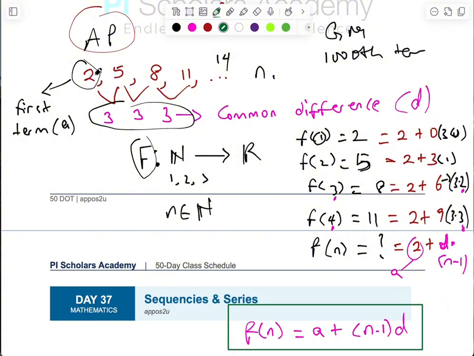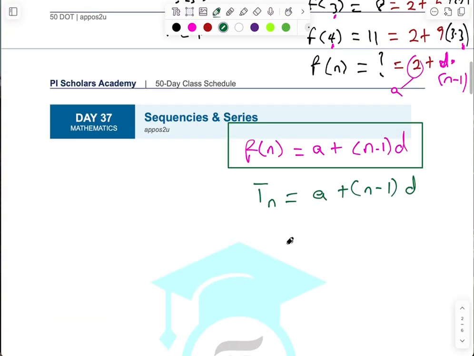So first term, second term, third term, fourth term, fifth term I got 14. So let's see whether this will be true. So this is going to be T5. T5 is going to be a plus, since n is 5 now, 5 minus 1 multiplied by d. And this is going to be a plus 5 minus 1, which is 4d.